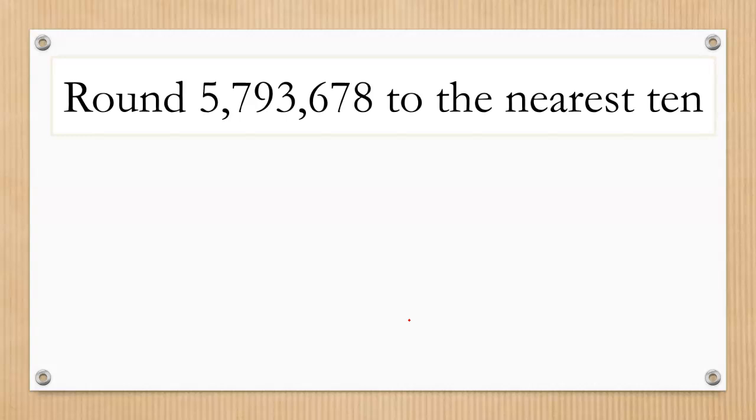The first question says round off 5,793,678 to the nearest 10. Because we are dealing with the nearest 10, our focus is on the 10. Remember, 10 says 10, 20, 30. When we talk about the nearest 10, we are talking about whether it is closer to 10 or 20 or 30. It means our last digit will be 10, 20, 30, 40, 50, 60, 70, 80, or 90.